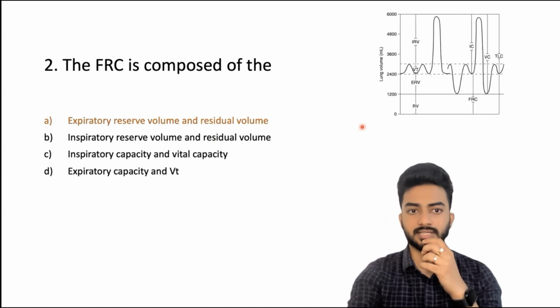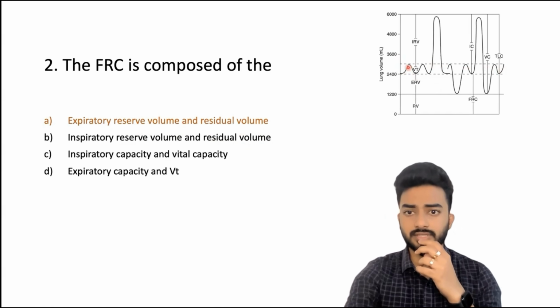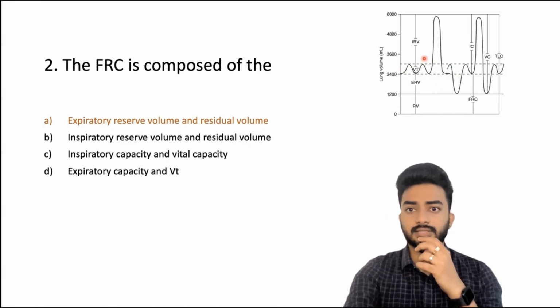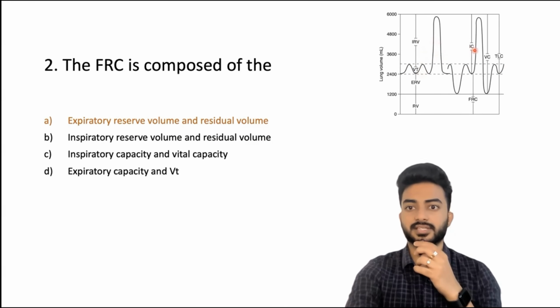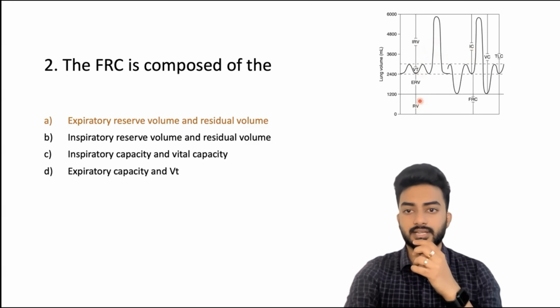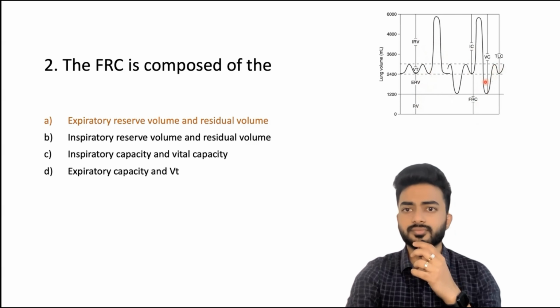As we can see in the graph here, this is the tidal volume, this is the IRV, inspiratory reserve volume. Tidal volume plus inspiratory reserve volume is inspiratory capacity, and this is the residual volume. Along with the ERV, it makes the functional residual capacity. Whereas the tidal volume along with the ERV will make the expiratory capacity.